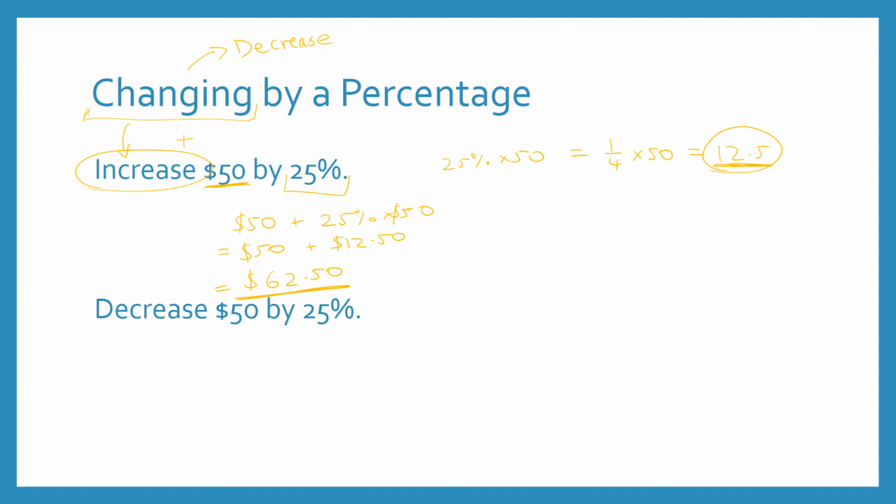So now we're going to look at a decrease. Decrease is exactly the same process, but this time we're going to take away our number. So we could cheat a bit here because the numbers are the same. We want $50, but this time we're decreasing by 25% of our $50. So we're going to have $50, and we can use this number from here, 12.5. This time we're minusing 12.5 from $50. And so that's going to give us a final answer of $37.50.